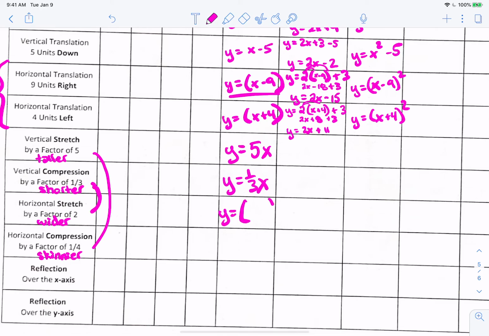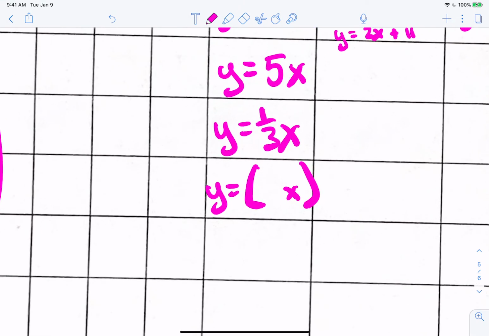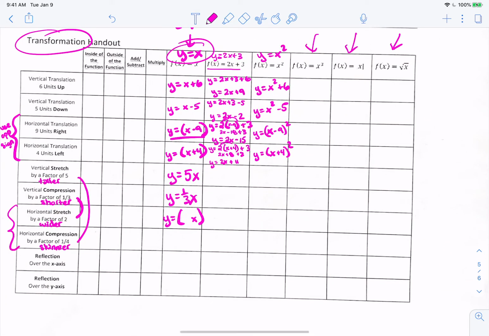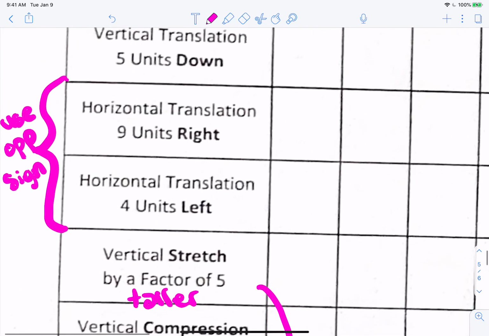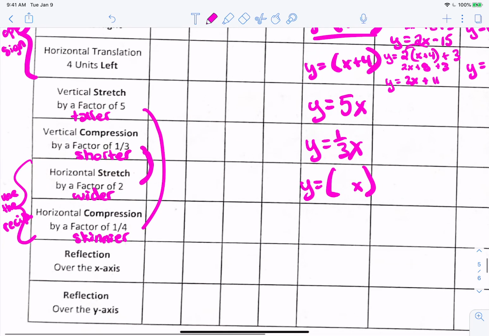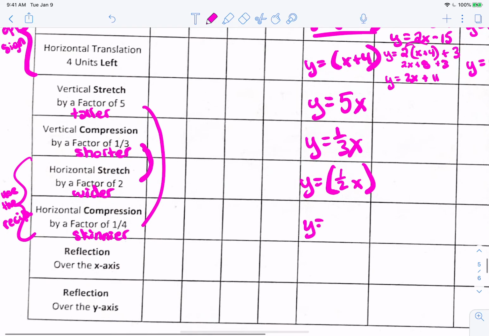This one involves parentheses. There's an x in there. If I'm stretching it by a factor of 2, though, there's something weird that happens. It's 1/2. So put a little note over here. When we were horizontally translating, we use the opposite sign. Here we use the reciprocal. Okay, so put a little note off to the side that says use the reciprocal. Reciprocal of 2 is 1/2. So that's what he will look like. Y equals, for a horizontal compression by a factor of 1/4, that guy is going to be 4x in parentheses.